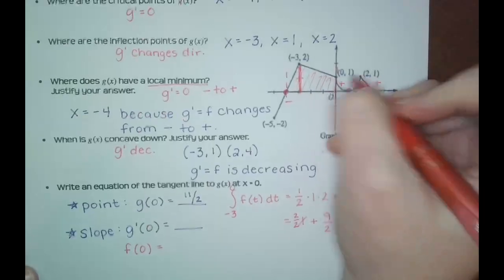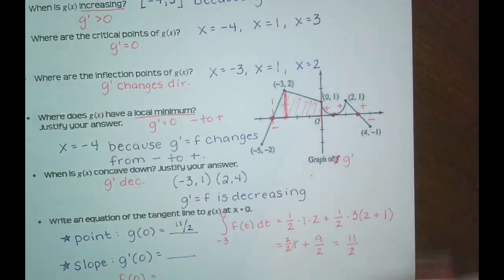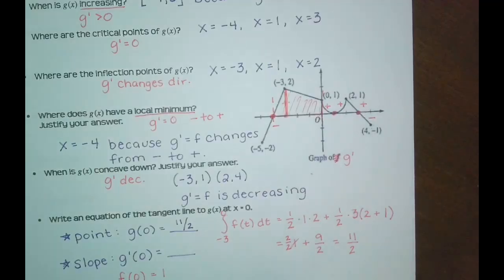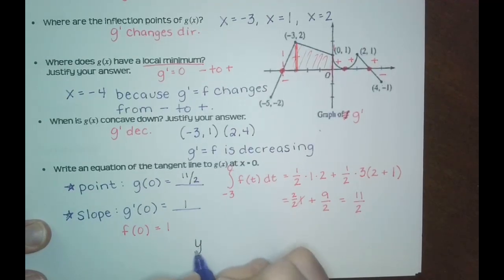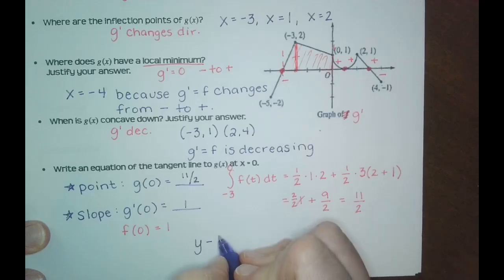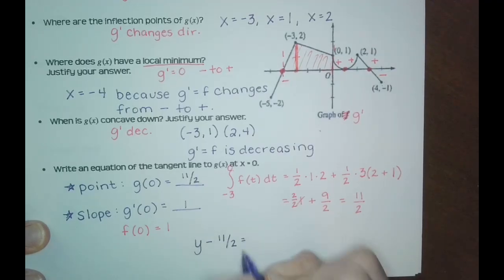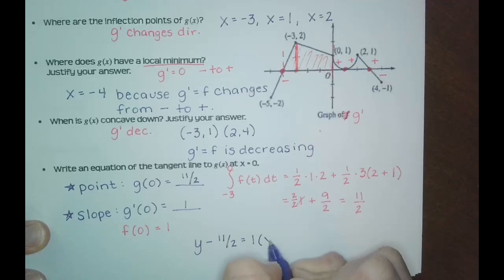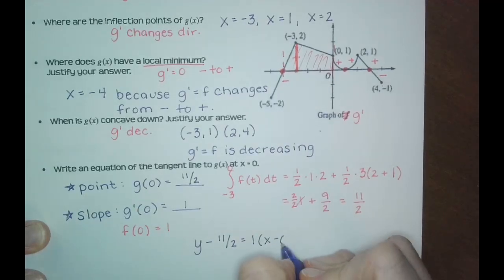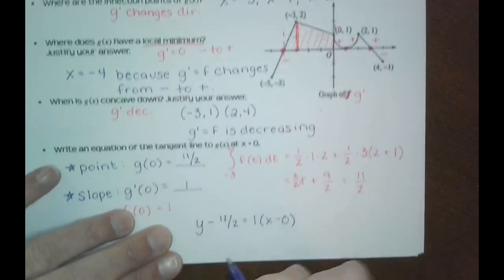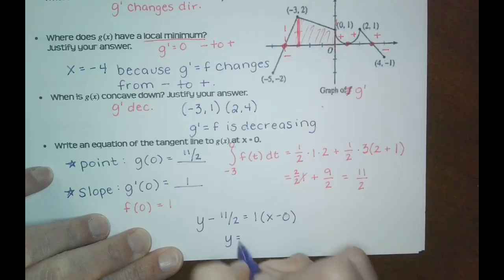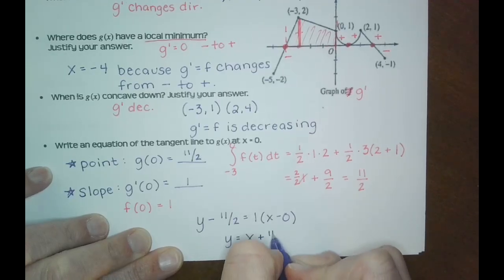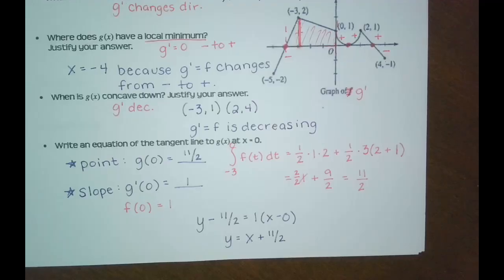F of 0 would be 1, right? This point right here, f of 0 is 1. So that means g prime of 0 is 1. And so here's my point, here's my slope. So my tangent line is going to look like this. Y minus my y coordinate of 11/2 equals my slope of 1, and then x minus the x coordinate of my point, which is 0. So this actually would clean up really nicely. You don't have to clean it up if you don't want, but that 1 and that 0 make a lot of things go away, and we would just have y equals x plus 11/2. That's your tangent line.